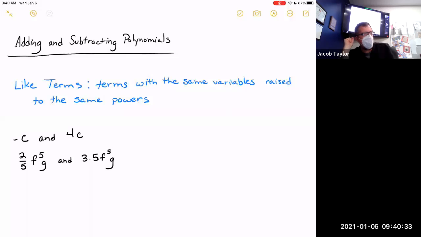What if they don't have variables at all? Are those like terms? Do they have the same variables? They both have no variables. Is that the same? Oh, yeah, that is the same. Yeah, I could combine those. I can combine 2 and -1, right?